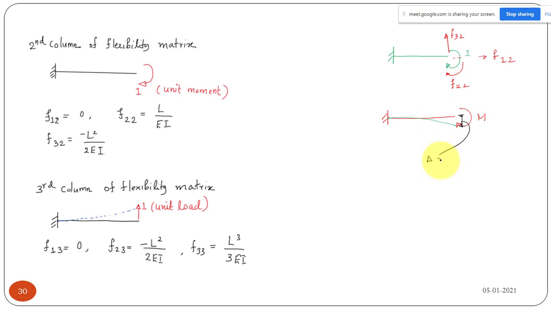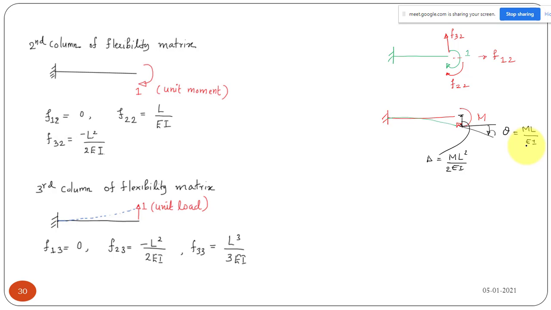What is the deflection? Delta is equal to ML square by 2EI. If you apply a clockwise moment at the free end, you will have some clockwise rotation. So direction is important. Theta is equal to ML by EI. So rotation theta will be equal to ML by EI.